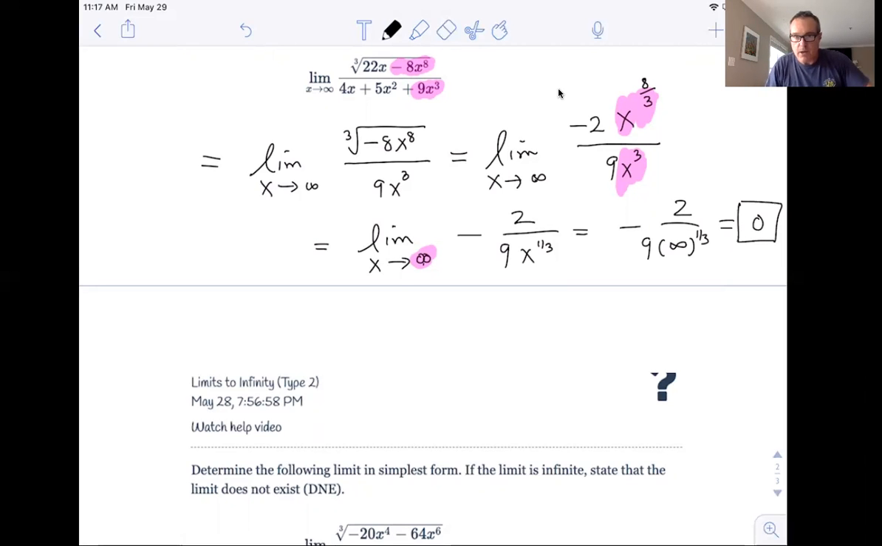And it'll get there fairly quickly. Plug in a number like 1,000, see what happens. You'll get very, very close to 0. If you plug in 1,000,000, you'll be even closer to 0.